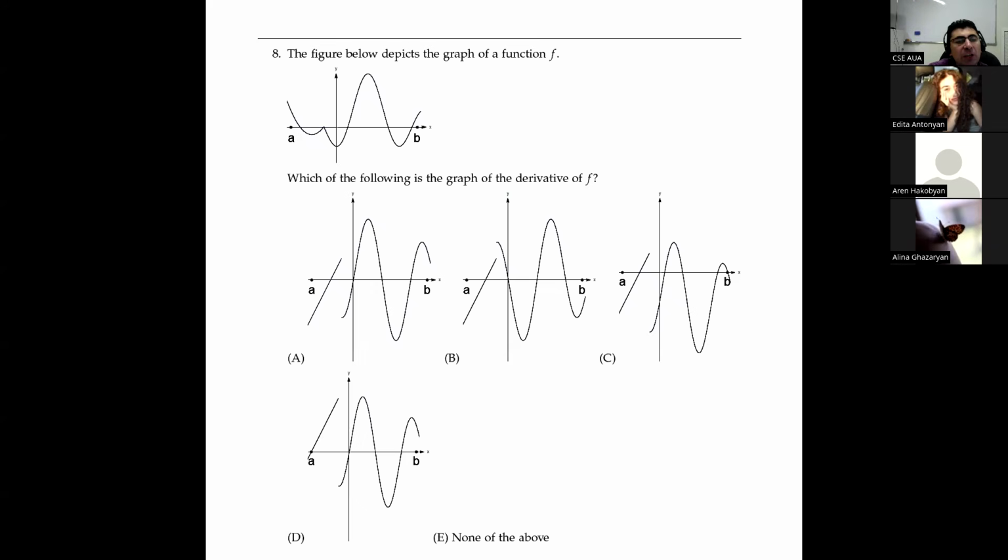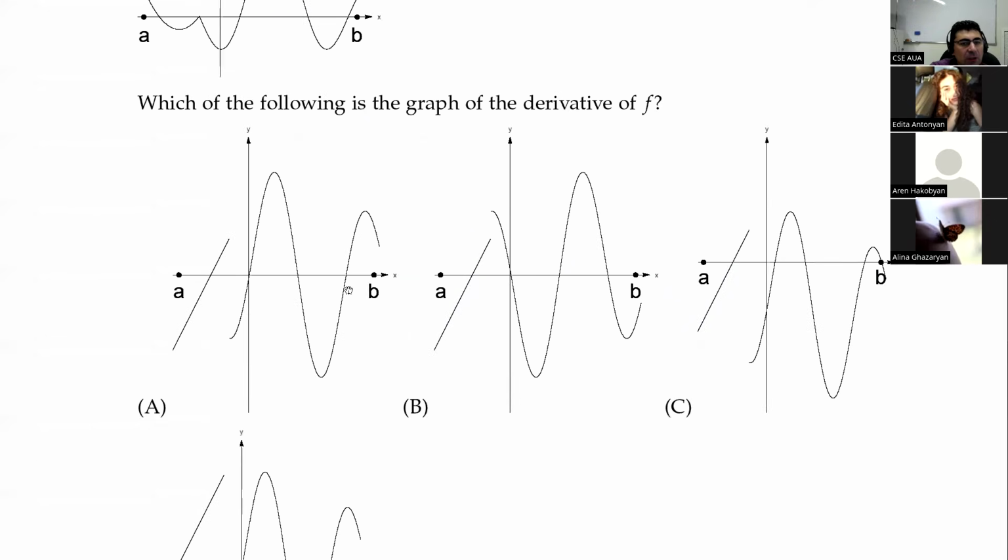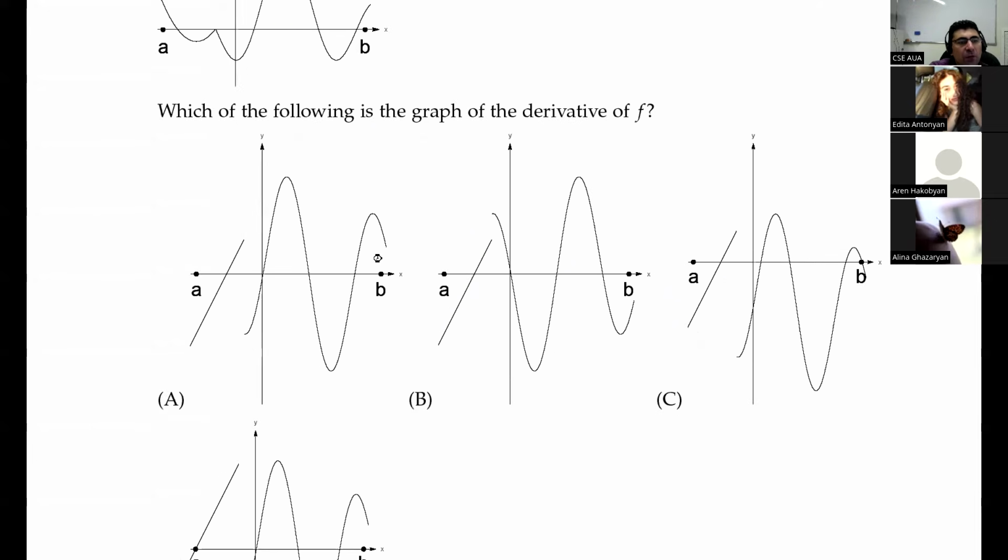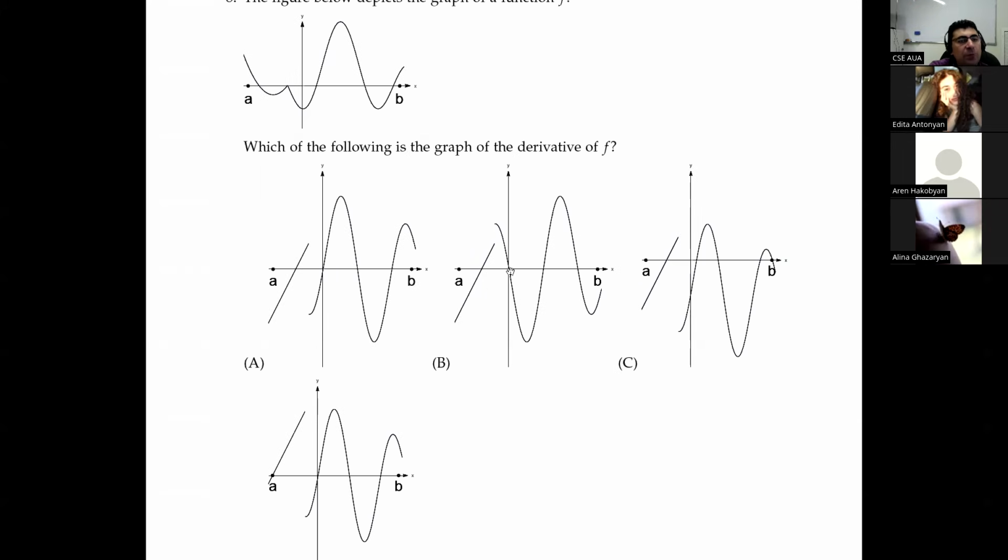Let's find some patterns among A, B, C, D and discuss which statement is for sure wrong or correct. For example, before the 0 point, on some graphs, when x is like here, the derivative should be positive or negative. What's going on here? Our function f is decreasing, right?